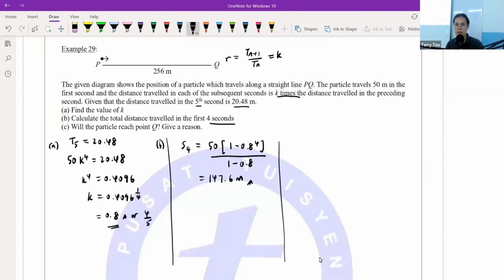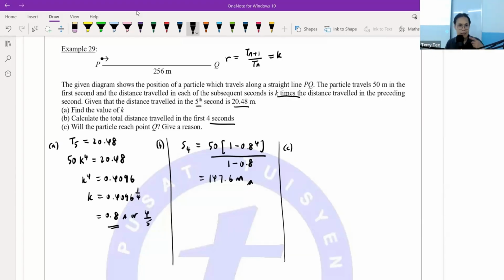Okay, part C. There will be those types of question that ask you, can this happen? Give a reason. Will the particle reach point Q? Although it's a question, you cannot say yes or no. You must give a reason, and your reason must be a mathematical reason. You cannot say, oh, it looks like it's never going to make it. So we have to use what?